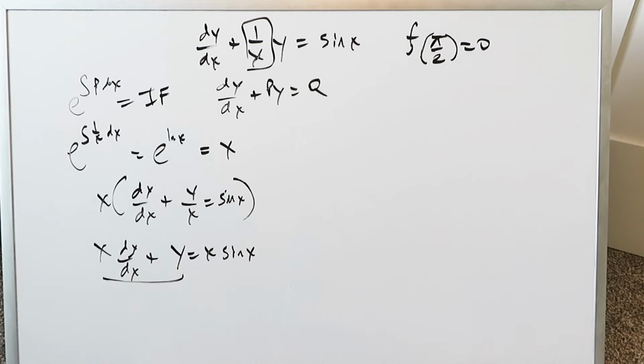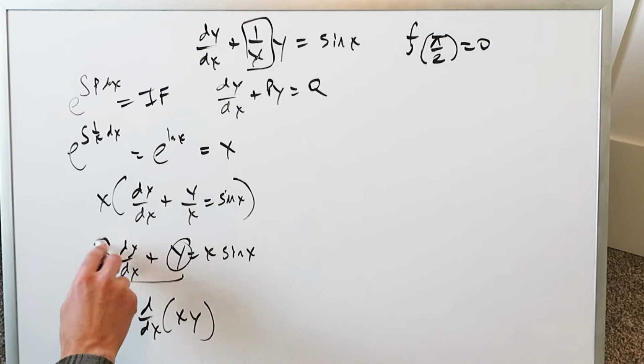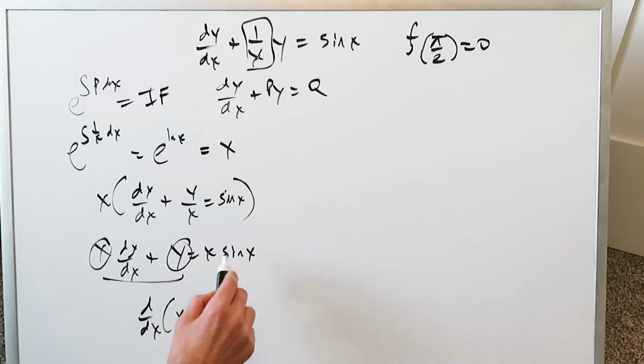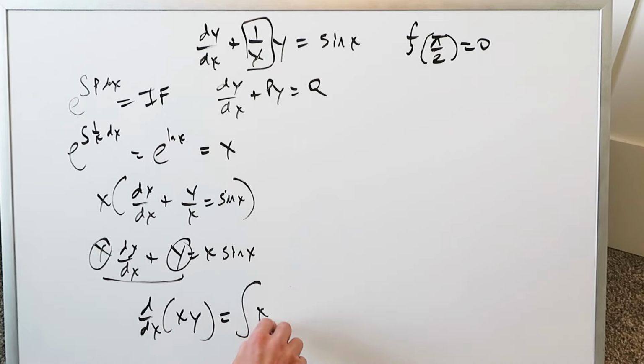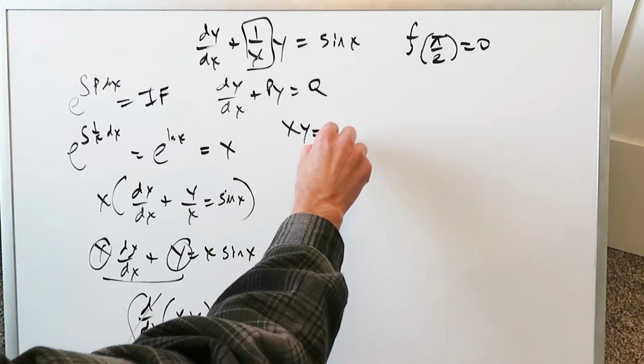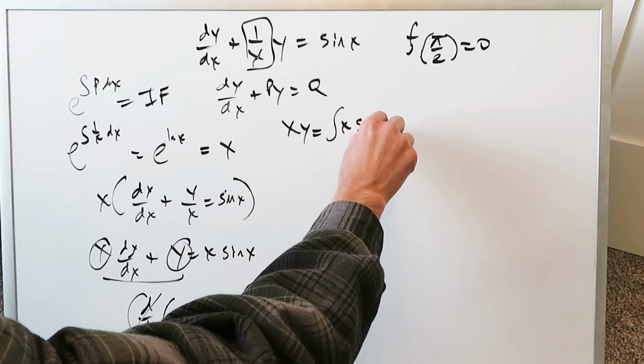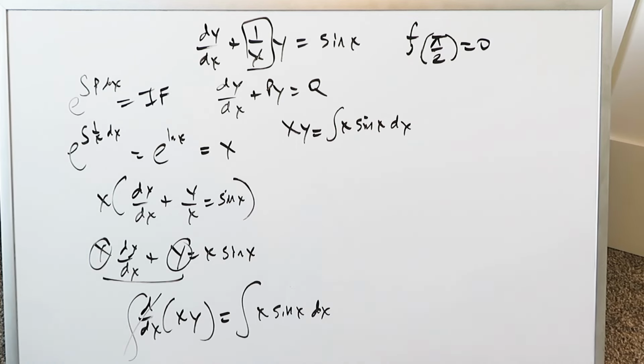This item comes from the implicit differentiation of two variables, which is d/dx of xy. If you were to open this up using the product rule, you'll end up with that. And now what are you going to do? You're going to do the integral of exactly what you see. These will cancel out. You'll just have xy is equal to the integral of x sine x dx, for which you have to use the integration by parts technique.